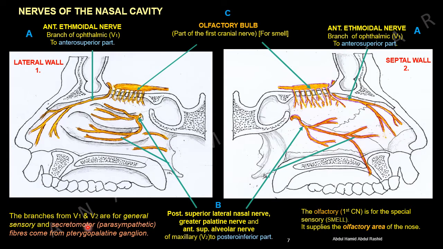Most of the branches coming from the first and second divisions of the trigeminal nerve are sensory nerves. Secretomotor parasympathetic fibers come from the pterygopalatine ganglion. The olfactory area is for special sensation, for smell, odor. It is supplied by the olfactory nerves, that is the first cranial nerve.